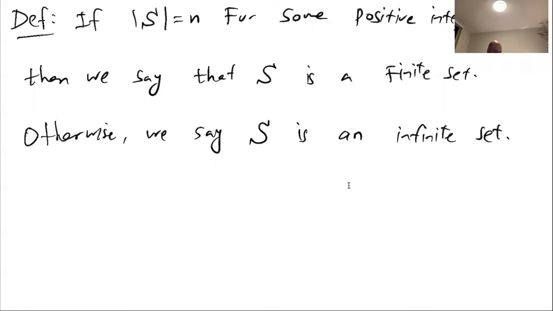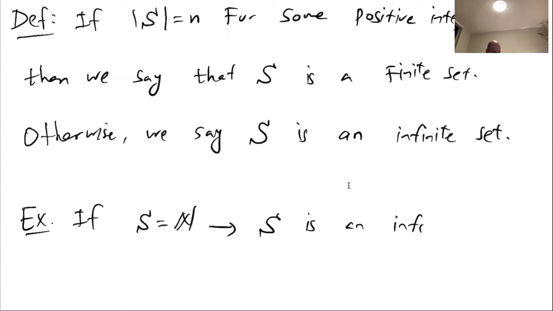Okay, so for example, let's say S is equal to N, the set of natural numbers. Then S is an infinite set. Why are natural numbers an infinite set? Because the cardinality of natural numbers is not equal to any positive integer. It's not equal to 5, it's not equal to 10, right? The cardinality means the number of elements. It's not 5, it's not 10, it's not any positive integer. So we say that natural numbers is an infinite set.